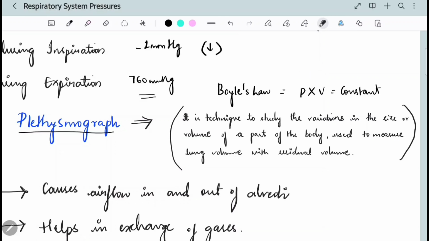How does this work in the lungs? When you inhale, your chest cavity gets bigger. So lung volume increases and pressure decreases. That's why air is flowing in. But when you exhale, your chest cavity gets smaller. So your lung volume decreases. So pressure will increase, which will help in air moving out of the lungs.